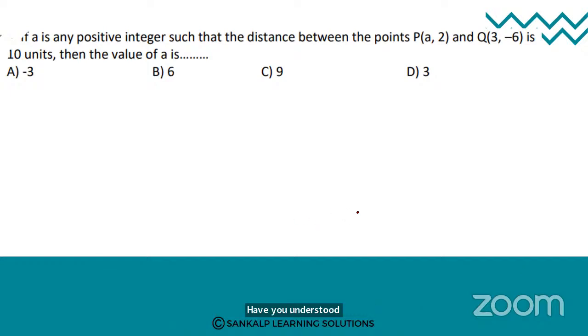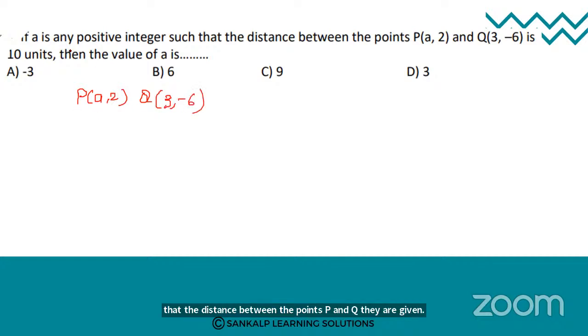Now next, here one question is there. This will come for 2 marks actually. If a is any positive integer such that the distance between the points P and Q they are given is 10 units, then the value of a they are asking. Okay, how we are going to do this problem? P is a, 2 and Q is 3, minus 6.